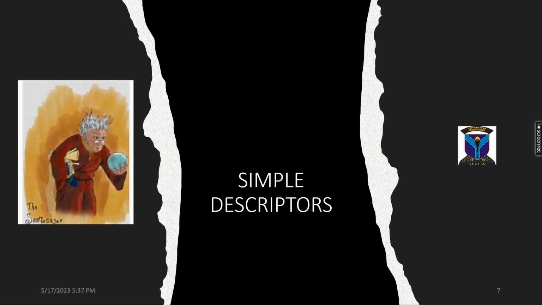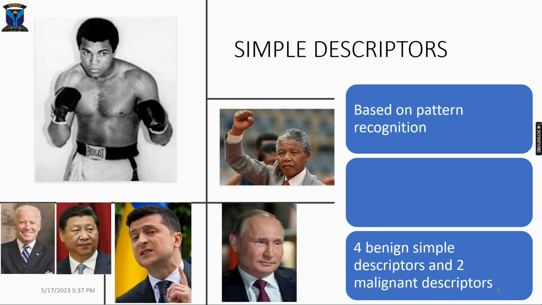So let's look at the simple descriptors. Now, if you look at these images, I believe that we all know who these people are. How do you know that this is the great Muhammad Ali? We know that this is Mandela. We know this face probably because of the recent conflict. And we all know the current empire and the empire that is trying to upstage the current empire.